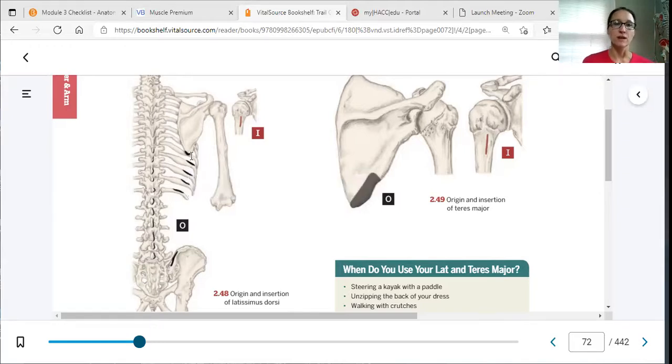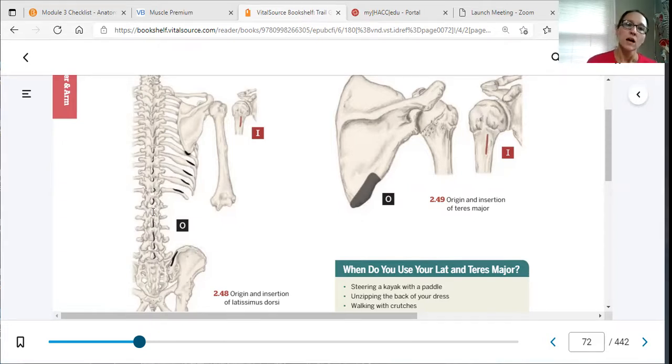Okay, so we have the inferior angle of the scapula. We have T6 to T12. And then we also have, it says the last 3 or 4 ribs. Okay, last 3 or 4 ribs. You have to understand, even though humans are put together pretty much the same, there's a lot of variation. And so that shows up sometimes in our anatomy texts. So last 3 or 4 ribs. Okay, fine. Then it has the thoracolumbar fascia and posterior iliac crest.